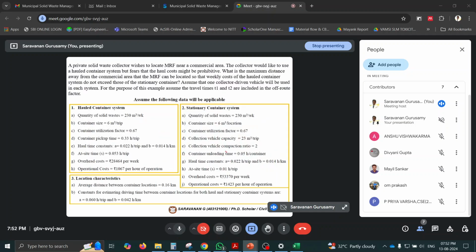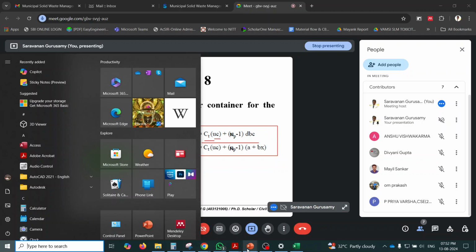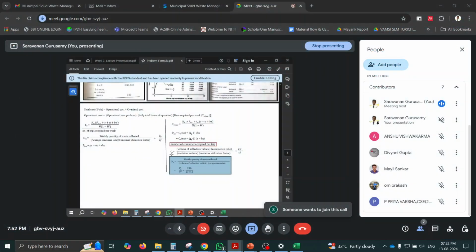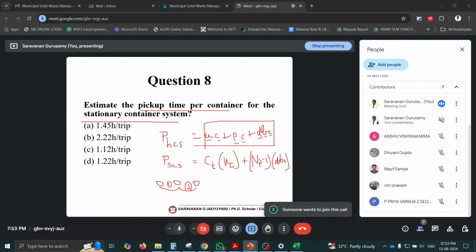So they have given the number of locations. Then CT also we need to find out. Once again, we have to find the CT. CT we have calculated. In the last question we have calculated 11. 11 is the CT answer. So 11 containers we are going to do.